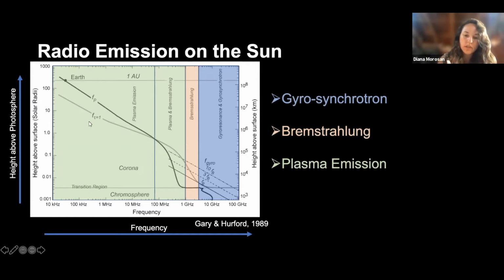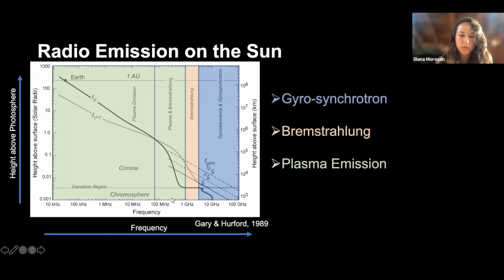So the emission mechanism and the height of the emission gives you an understanding of where in the solar corona various processes happen. So at tens of gigahertz or higher, it's gyrosynchrotron emission that is dominant. Again, Owen will explain it in a lot of detail. It's just electrons spiraling along magnetic field lines.